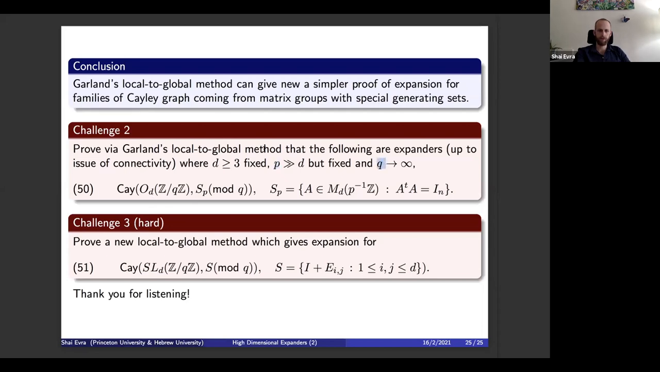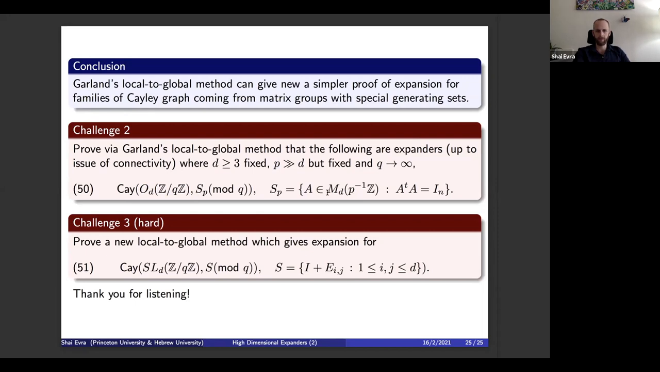So this is a family of Cayley graphs, where the groups are the orthogonal D by D matrices. Orthogonal meaning this condition right here on the right, but evaluated over the ring Z mod Q. If you would like, take Q to be prime, so it's evaluated over the field of Q elements.